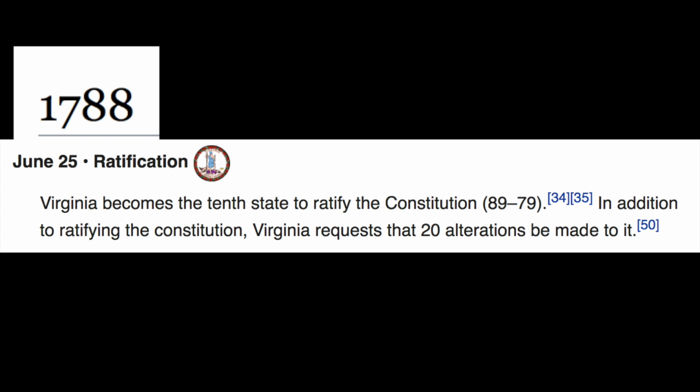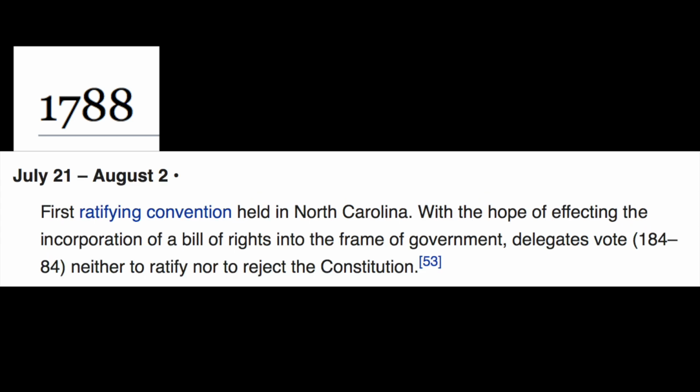Okay, moving on. First ratifying convention held in North Carolina. With the hope of effecting the incorporation of a Bill of Rights into the frame of government, delegates voted 184 to 84 neither to ratify nor to reject the Constitution. So essentially in North Carolina, they were just voting to say, hey, look, we're not going to accept it, we're not going to deny it.